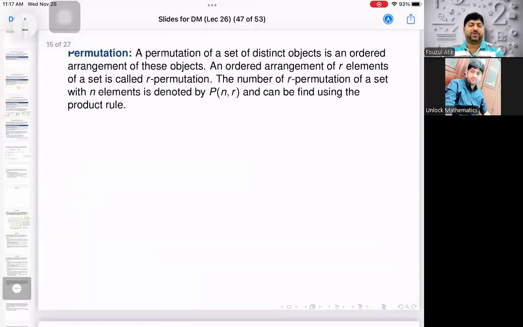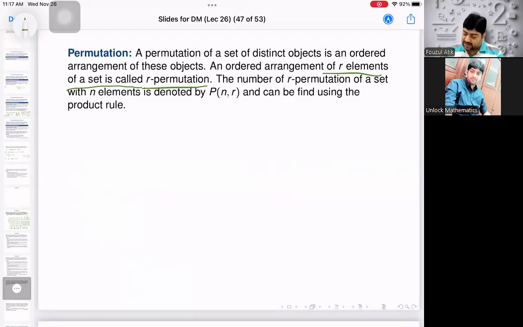Now the definition of permutation. A permutation of a set of distinct objects is an ordered arrangement of these objects. An ordered arrangement is what? Just now we have discussed that you will have some arrangement where order matters, that first A, B, C and B, A, C are different. That kind of order matters here. Then an ordered arrangement of r elements of a set is called an r-permutation.